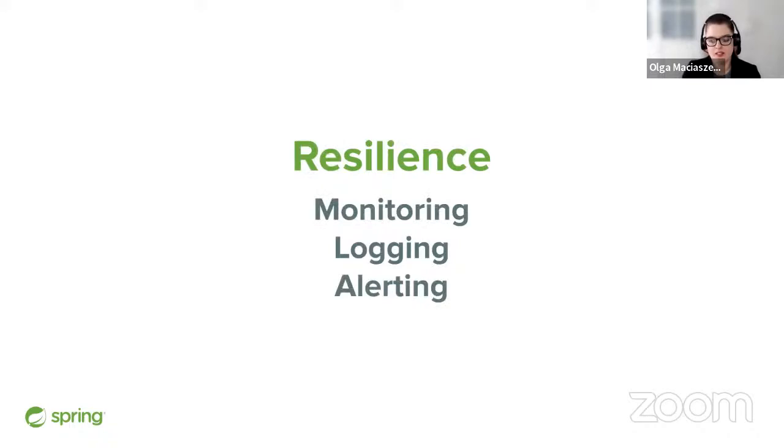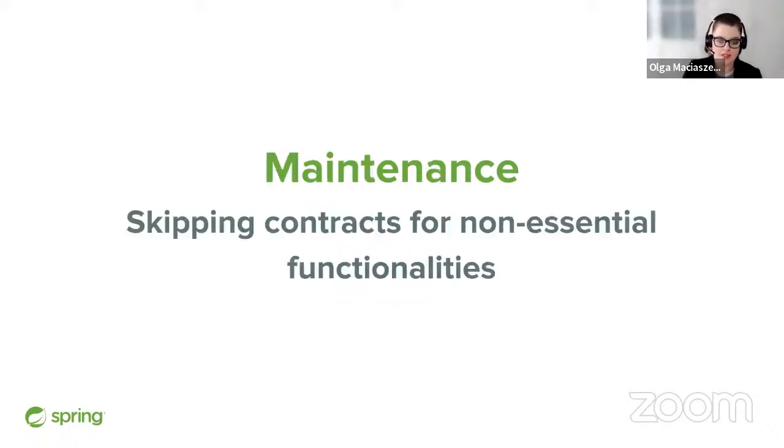Then as we switch to having fewer end-to-end tests and more contracts, we still need to take care of other ways of ensuring everything is working fine. So to make sure there is monitoring, logging, alerting in place, and our applications can be resilient.